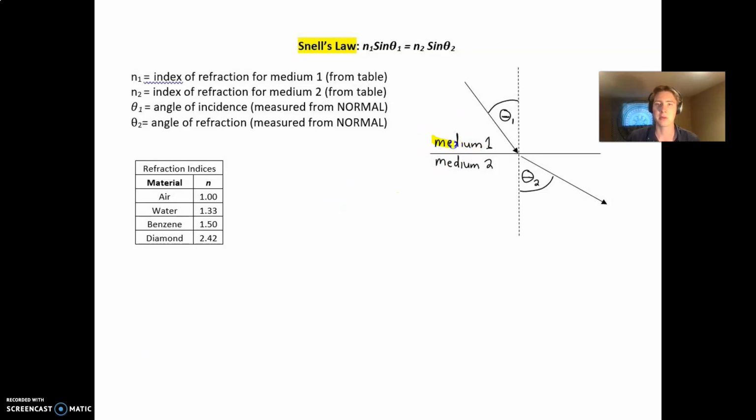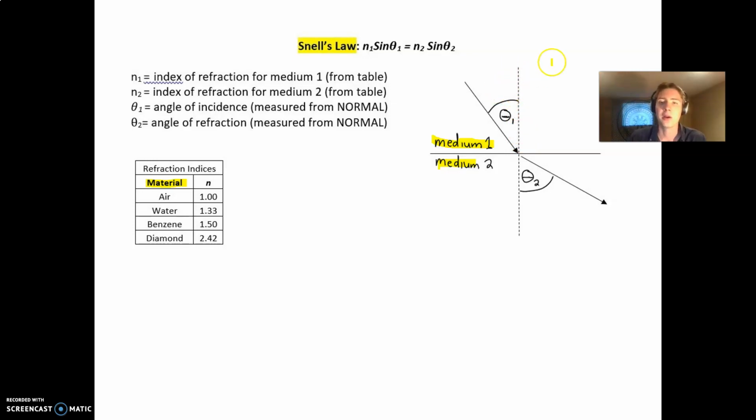I know we talked a bit about that when we were looking at waves, but when we talk about a medium, what we're saying is a different type of substance, right? And so you can see here all these different materials. These are all examples of medium. So air, water, benzene, diamond, oil, specific salt water, sugar water like we saw in the video. Those are all different mediums. And whenever we go from one medium to another, the angle that light comes in will change.